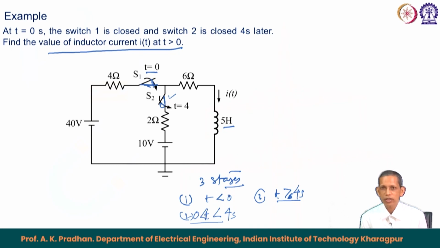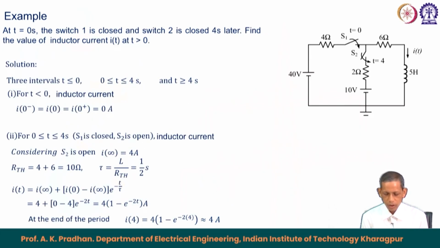For those 3 stages we will analyze the corresponding circuit one by one and find the expression for I t. As already said, the solution has 3 intervals: t less than 0, t from 0 to 4 second, and t greater than or equal to 4 second. For t less than 0, the inductor current is 0, because neither this source nor this source is available. So, there is no current path there. This is shorted in the steady state, but there is no current flowing from this side or that side, because both switches are open.